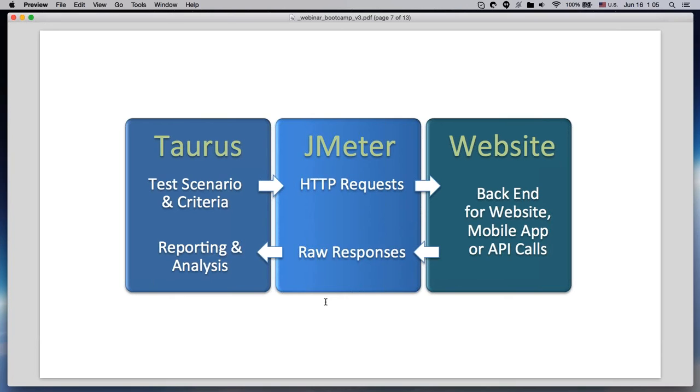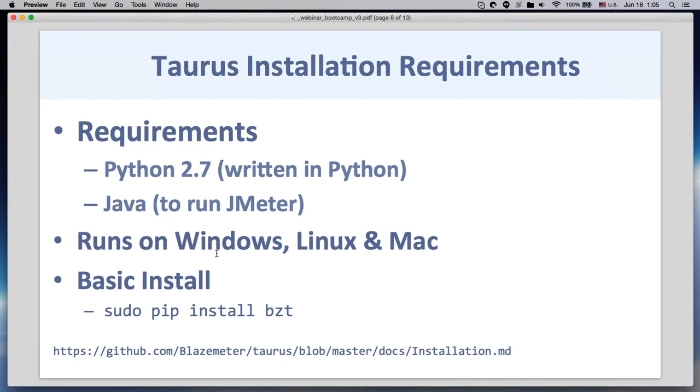So how does Taurus work from a conceptual perspective? Within Taurus, you can create the test scenario and the criteria. Taurus then, on the fly, creates an actual JMeter script. JMeter then makes those HTTP requests. Obviously, those hit your backend website. The website responds with raw responses into JMeter, and then Taurus can use those responses for reporting and analysis.